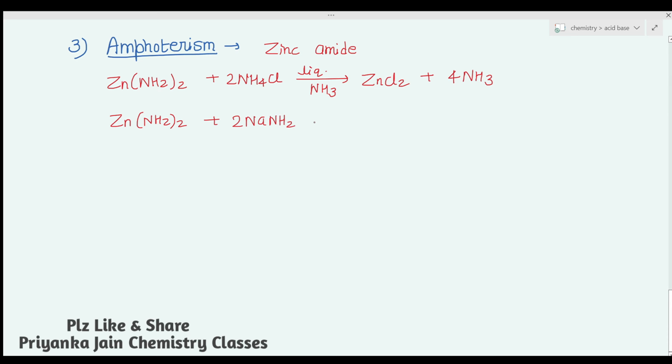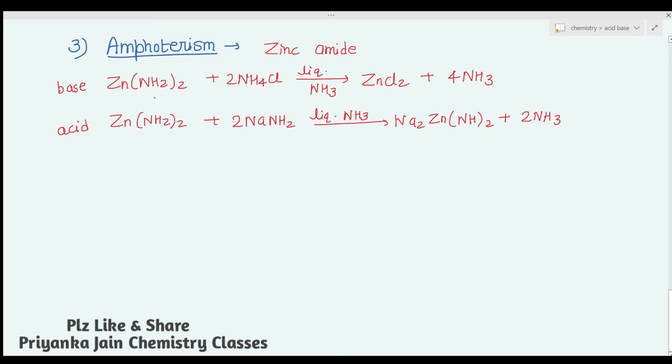In liquid NH3, it is forming Na2[Zn(NH2)4] plus 2NH3. Now it is reacting with the base, so it is acting as the acid. In this reaction, it is acting as the base, while in this reaction, it is acting as the acid. So it is showing the amphoteric behavior.